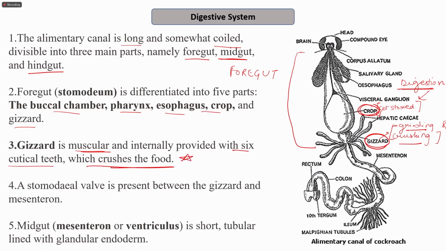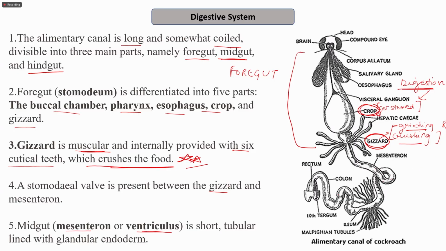So what is the function of the gizzard? The function of the gizzard is to crush and grind the food. A stomodeal valve is present between the gizzard and the mesenteron that does not allow the backward flow of the food. The foregut is known as the stomodeum, and the midgut is known as the mesenteron or ventriculus. The mesenteron is a short pipe-like structure, very short compared to the foregut or hindgut.